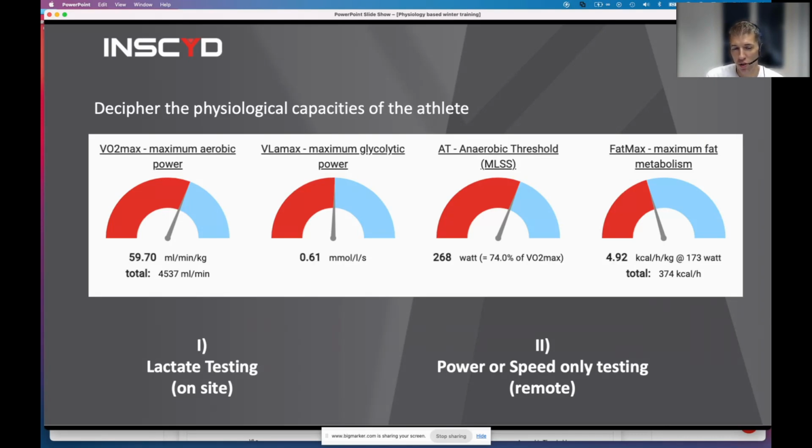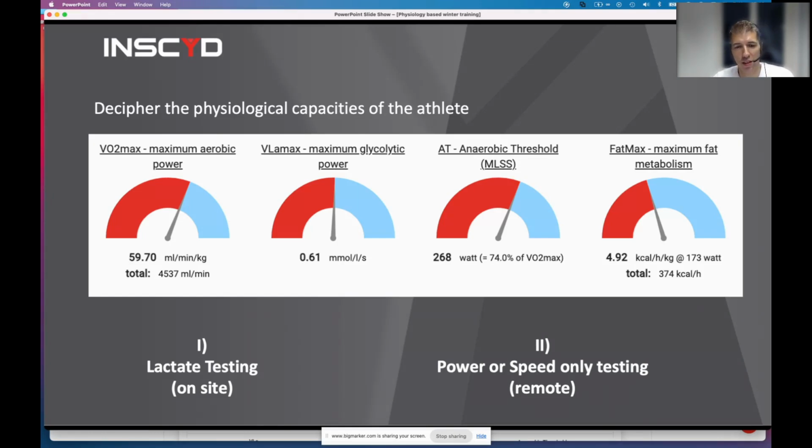For everybody who's not familiar with that, I will start by showing how you get to these data. How do you get to a metabolic profile? How do you get the VO2 max, VLamax, and threshold fat combustion of your athlete, okay? For those of you who know that, sorry, bear with me, you will see something which you likely already know. Maybe you see something new, okay?